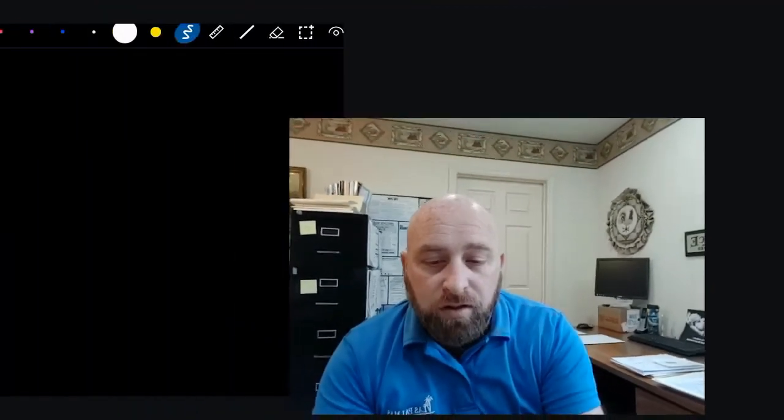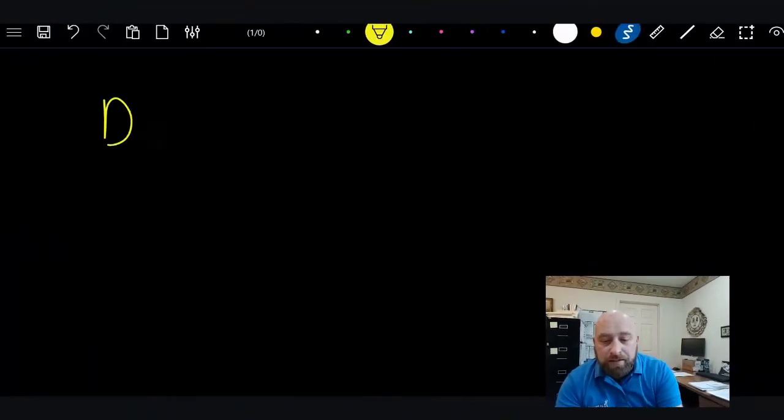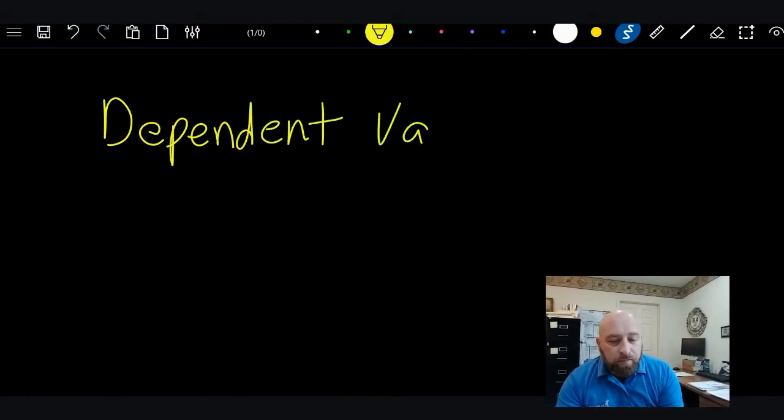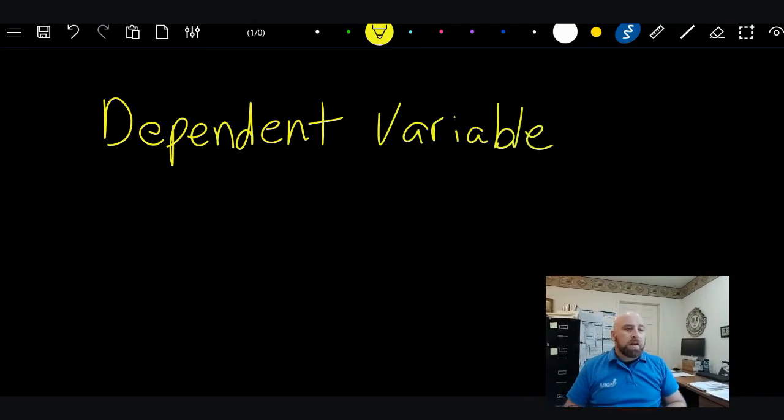There's a couple of words there that I want you to learn. The first word is called dependent. The dependent variable. Now, the dependent variable, when something is dependent, it depends on something else.